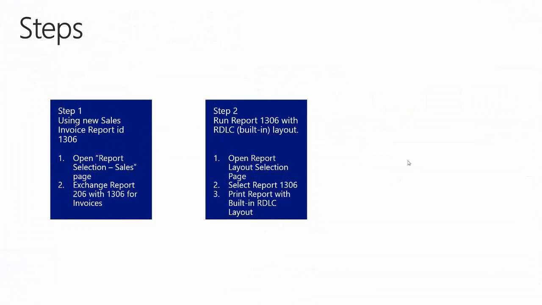So now it's time to print the report 1306 to see how it looks in the RDLC layout. We will open up the new report layout selection page in NAV 2015. We will select report 1306 and print the report. And we'll see that the report by default is using the built-in RDLC layout.